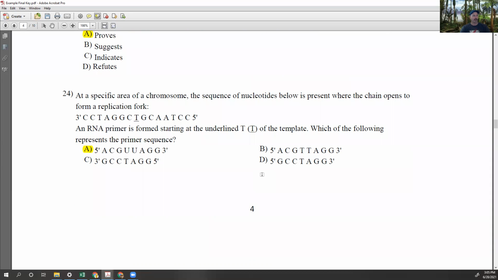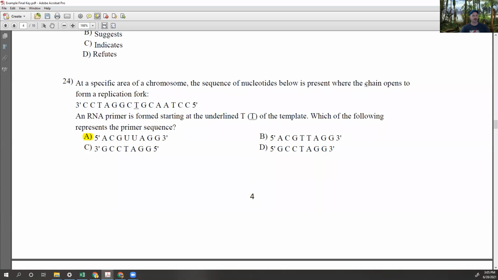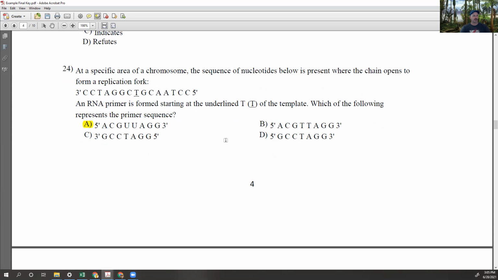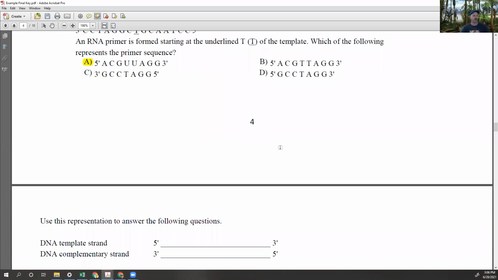Anyway, 24. At a specific area of the chromosome, the sequence of nucleotides below is present where the chain opens up to form a replication fork. So it wants to know which of the following represents the primer sequence. So remember, it's a primer, so it's going to have U's in it instead of T's. So the best answer there is A for 24.